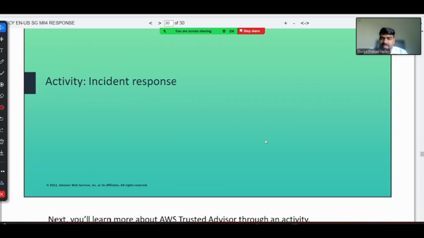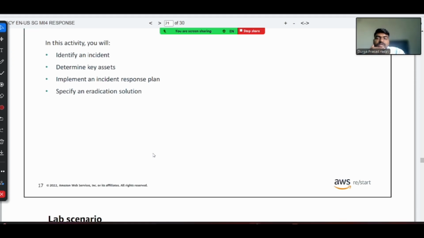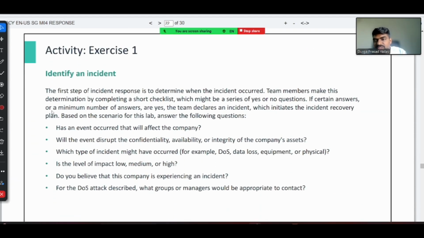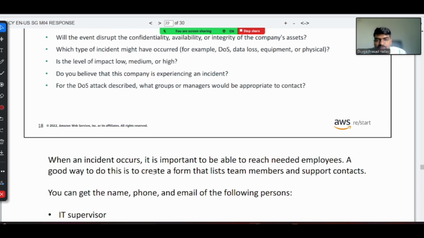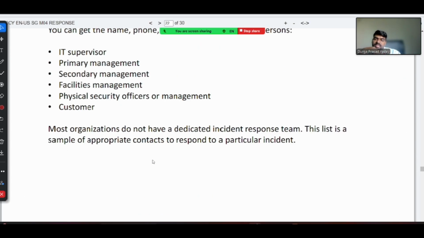So there is one activity, an incident response activity. What is the objective of this activity? You have to identify an incident, look at the key assets, implement an incident response plan, and specify an eradication solution. Eradication solution means the best solution you can give, right? So this is the activity. Identify an incident that has been given to you, and then decide what response you are going to take with respect to this incident.